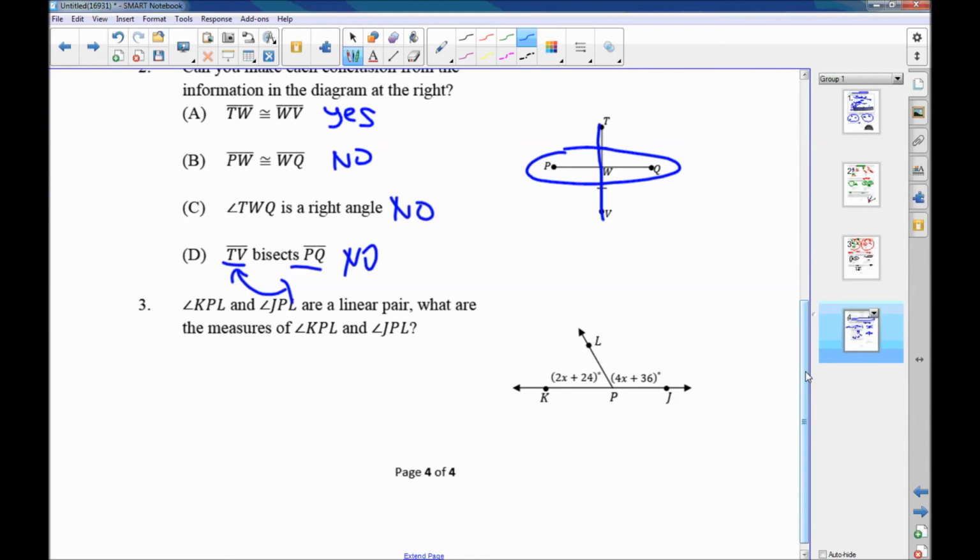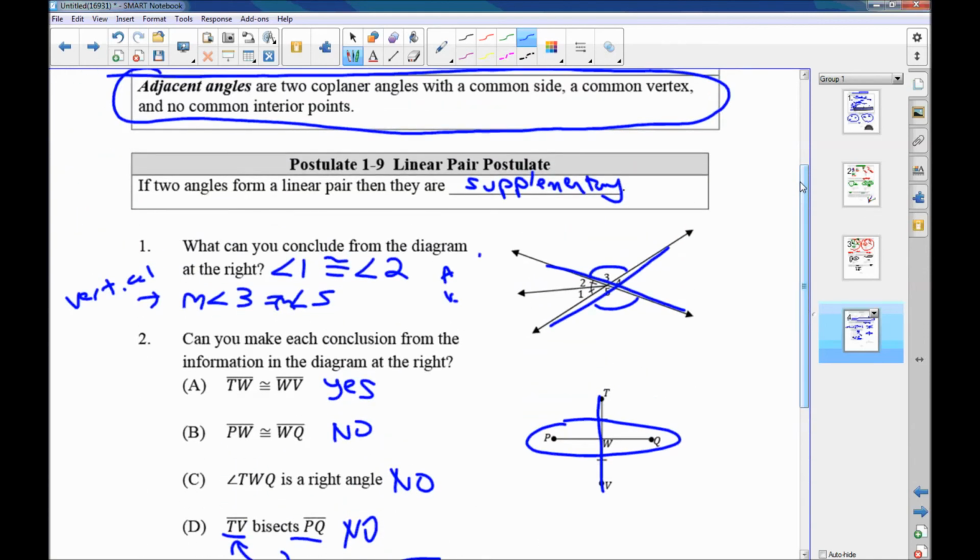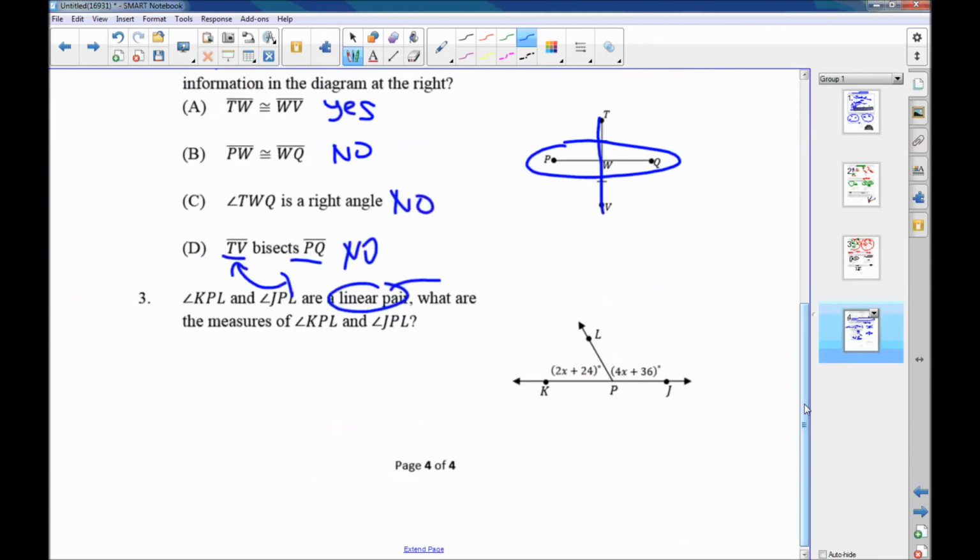All right, our last problem here. Angle KPL and angle JPL are a linear pair, so we know that means they form a straight angle together. And we also know from our postulate up above that since they're a linear pair, those two angles are supplementary, and that means they should add up to 180. The first angle is 2x plus 24, and the second one is 4x plus 36. Together they should be 180.